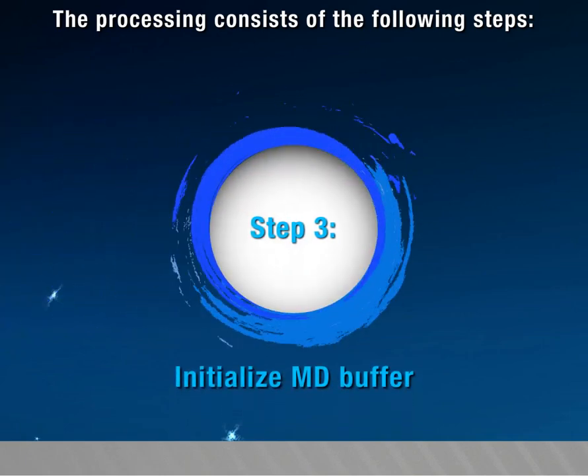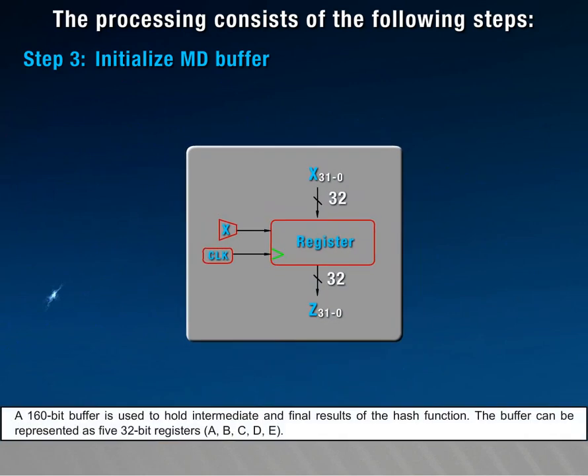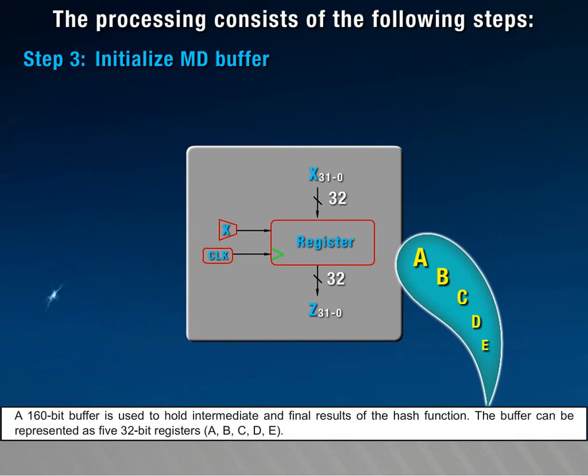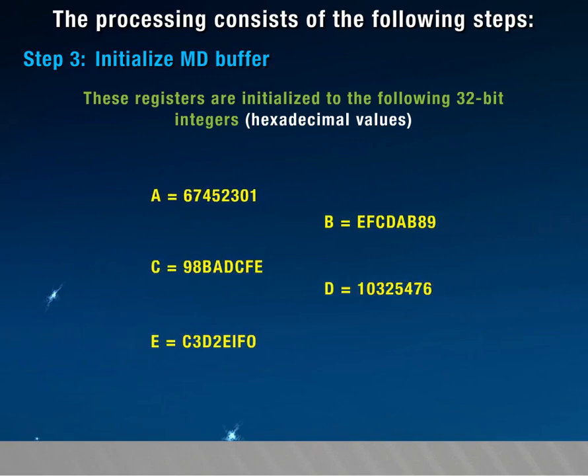Step 3. Initialize MD buffer. A 160-bit buffer is used to hold intermediate and final results of the hash function. The buffer can be represented as five 32-bit registers A, B, C, D, E. These registers are initialized to the following 32-bit integers, hexadecimal values. A equals 67452301. B equals EFCDAB89. C equals 98BADCFE. D equals 10325476. E equals C3D2E1F0.